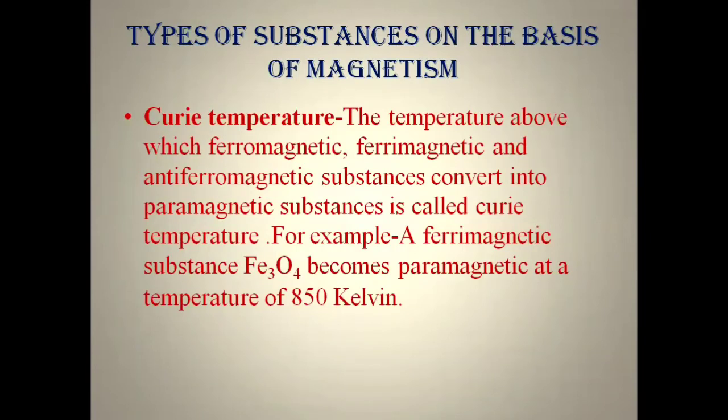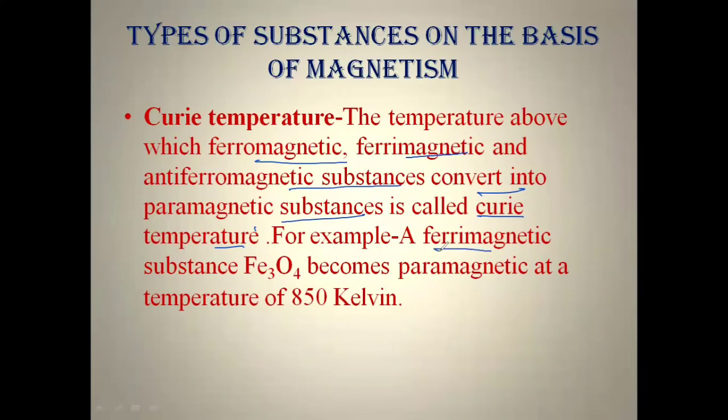So what is Curie temperature? You can see, the temperature above which ferromagnetic, ferrimagnetic, and antiferromagnetic substances convert into paramagnetic substances. This is called Curie temperature. After crossing a particular temperature, these three types of substances, ferro, ferri and antiferromagnetic substances, will all convert into paramagnetic substances. That particular temperature is called the Curie temperature.